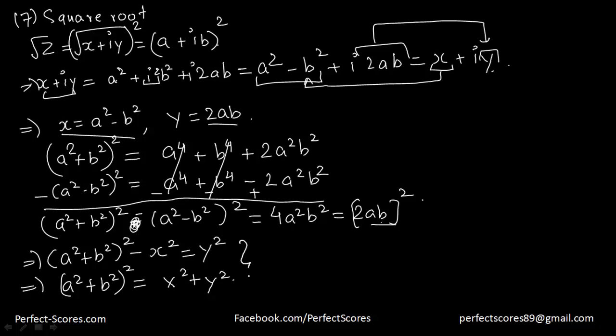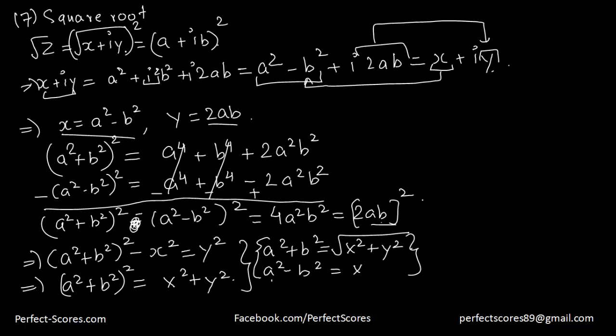So from here I'm going to get a² + b² equal to the square root of x² + y². So what do I have? I have a² + b² equal to √(x² + y²), and a² − b² equal to the value of x. Now from here I'll be able to get the values of a and b very easily. How is that? Let me take these two expressions on the next page.